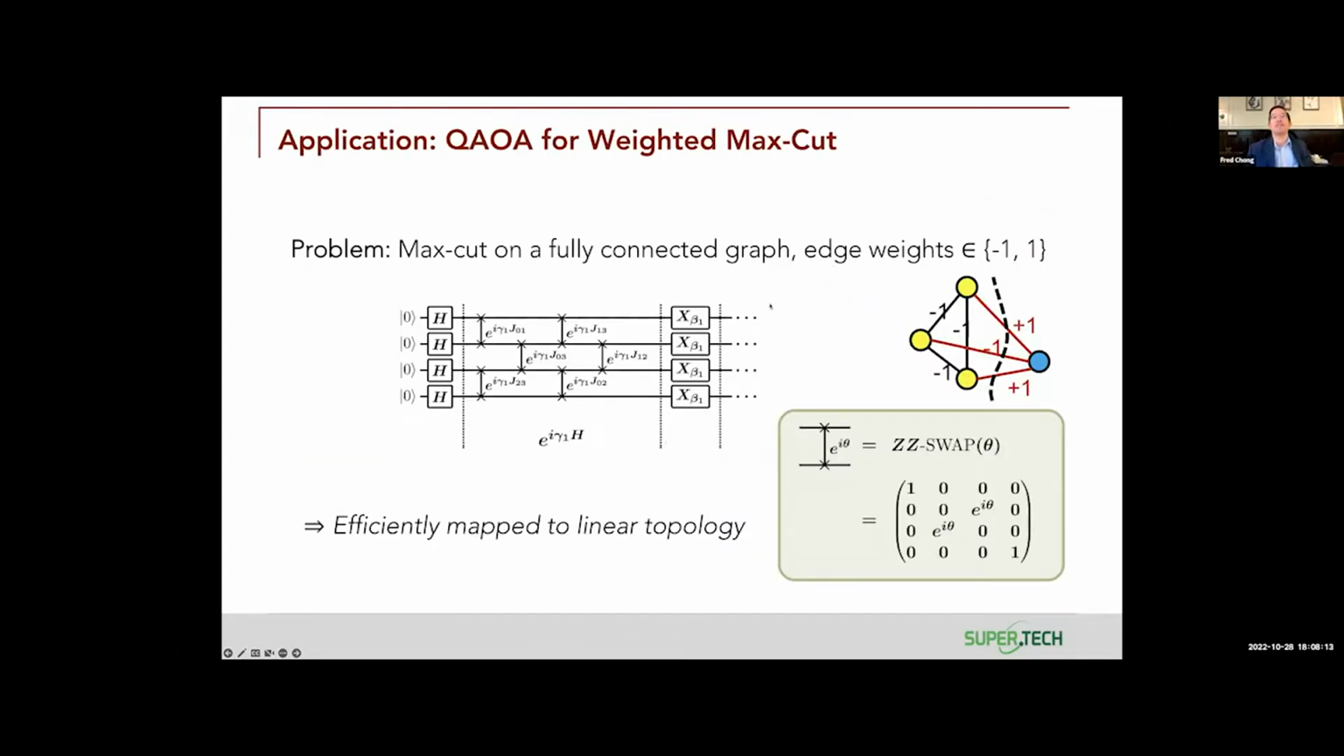And what we're going to do on this particular machine is take a look at a pretty typical algorithm, the QAOA algorithm for max cut, weighted max cut. And we're going to look at a more challenging fully connected graph. And we'll look at how to efficiently map this to the linear topology. It turns out to do that, we use this operation called the ZZ swap. It's this gate that swaps the 2 qubits with the ZZ interaction.